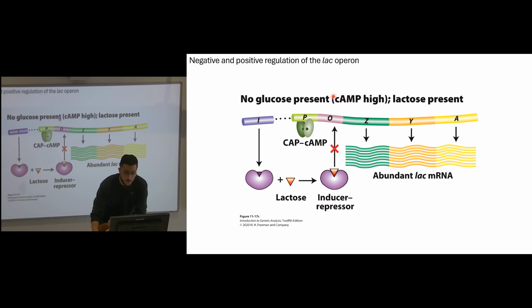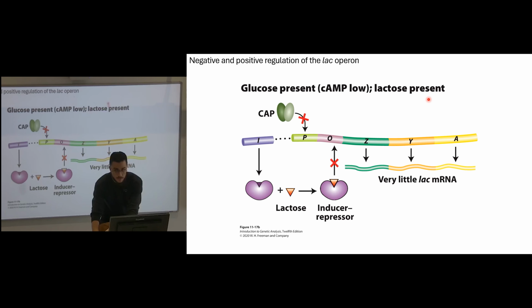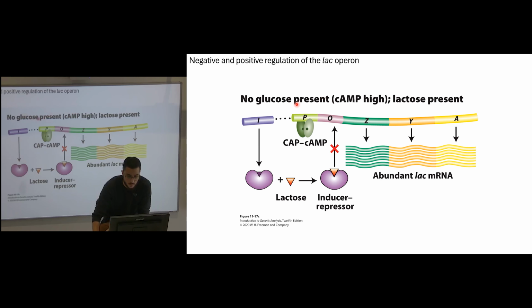So back to this. In the case where you have no glucose, that means your cAMP is high, and some lactose. So in between both cases, lactose is present. It's just the level of glucose that is different. Then because you have cAMP, it can bind the CAP protein, which you can remember again as the catabolite activated protein or the cAMP activated protein. cAMP will bind to it, change its structure, and then that structure will be able to bind the promoter. And then because there's lactose, you'll be able to remove the repressor from the operator, and this will make a lot more lac mRNA. Is that easy? Not too bad? Okay.